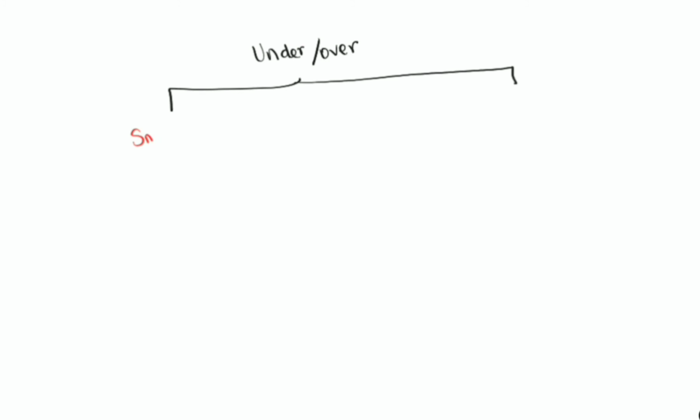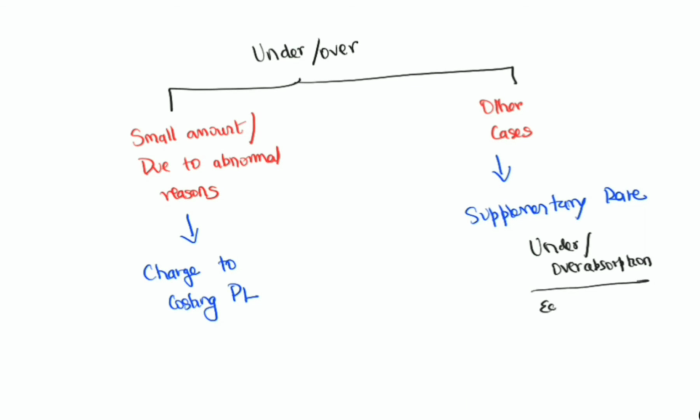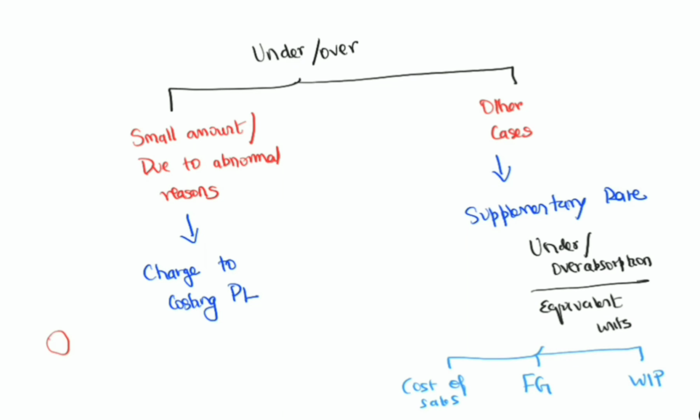Absorption costing says that if the under or over absorption is a small amount, or say if it is due to any abnormal reasons, then it can be charged to the costing P&L account. In any other case, say like a genuine wrong estimate, we arrive at what is called a supplementary rate. This supplementary rate is then used to increase or decrease the overhead rate per unit by adjusting the respective accounts. This ultimately makes the cost accountant happy.